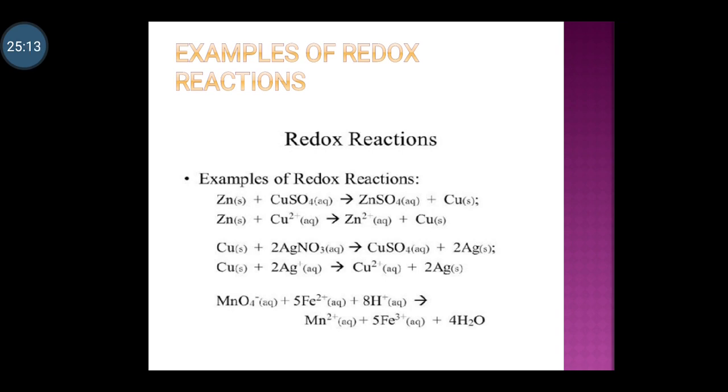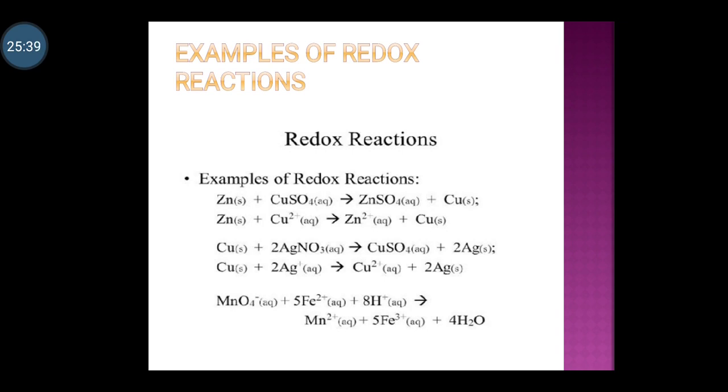The next one is copper plus silver nitrate, Ag is silver, produce copper sulfate and silver. There is also change in oxidation number. The next one, the same thing. If you look at these reactions, you will notice that there's either an increase or decrease in the oxidation number, based on what I taught you.